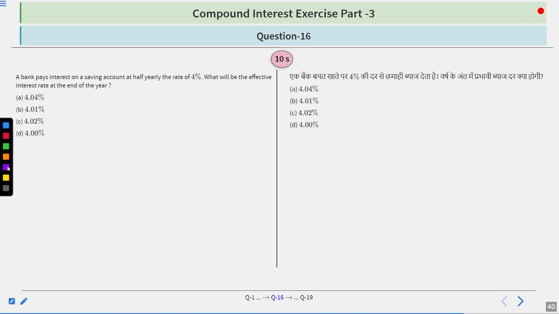Next, a bank pays interest on a saving account half yearly at the rate of 4%. What will be the effective interest rate at the end of the year? And the options are option A, 4.04%, option B is 4.01%, option C is 4.02%, and option D is 4%. These are the options.